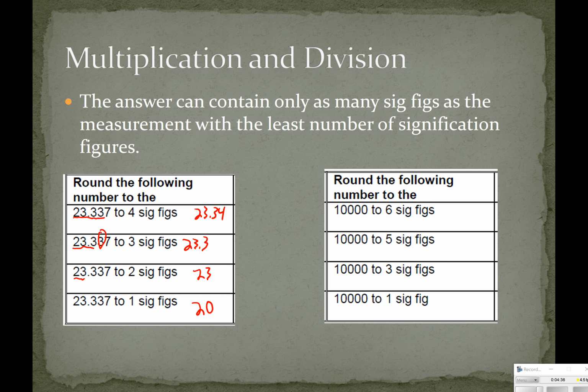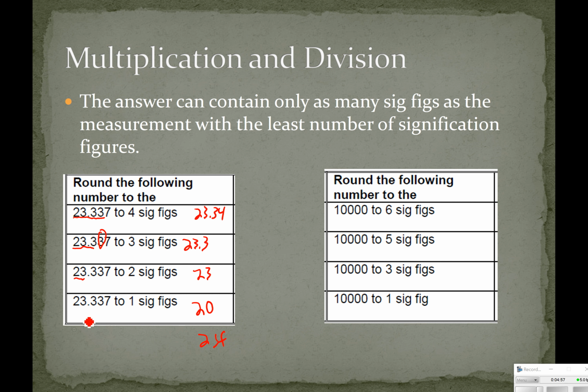This would be 20. 20 is 1 significant figure. It's only the 2. The 0 does not count because there is no decimal place. If we add the decimal place here, now this becomes 2 significant figures. We don't want 2. We only want 1. So we want to make sure that we keep that decimal point out of there.